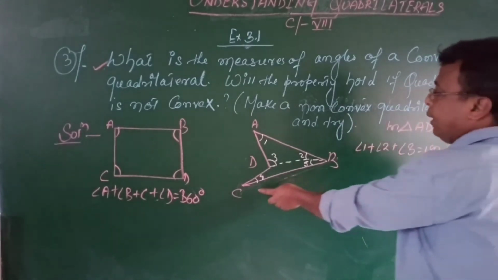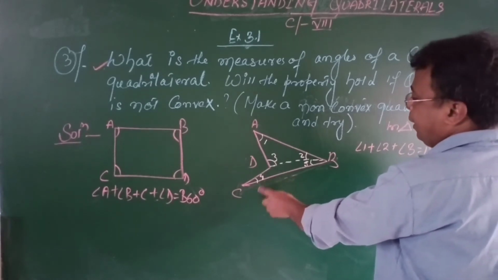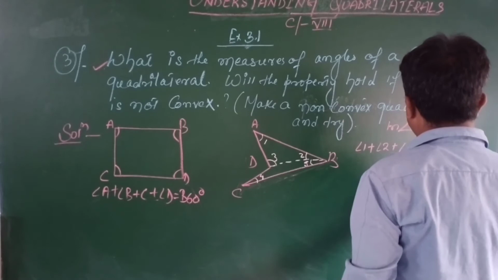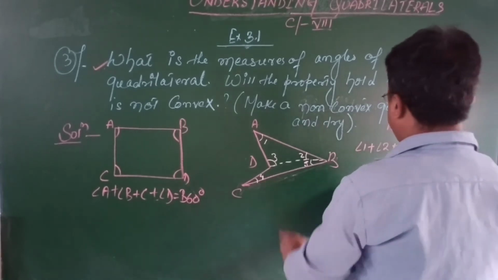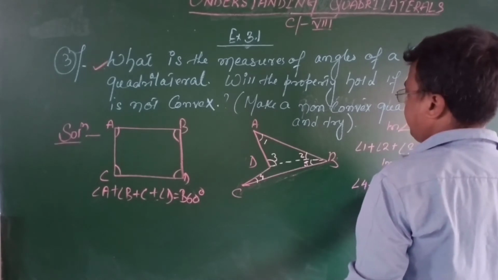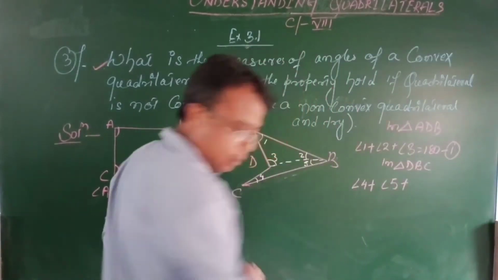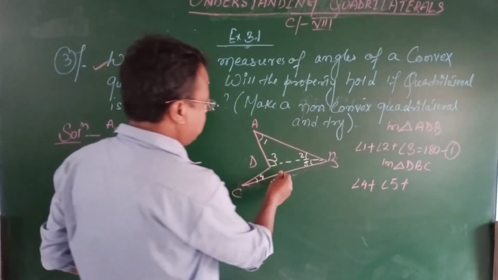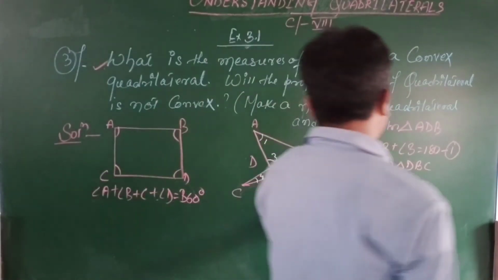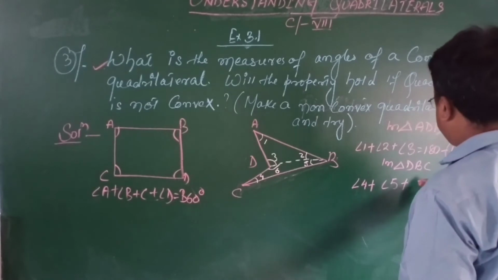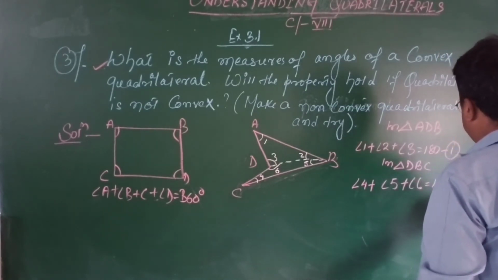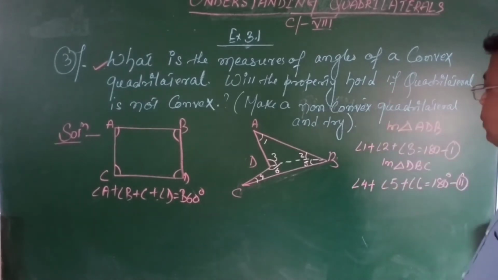Again, consider the angles in triangle DBC. In triangle DBC, angle 4 plus angle 5 plus one more angle, that is angle 6, is equal to 180 degrees. This is equation number 2. Now add equation 1 and 2.